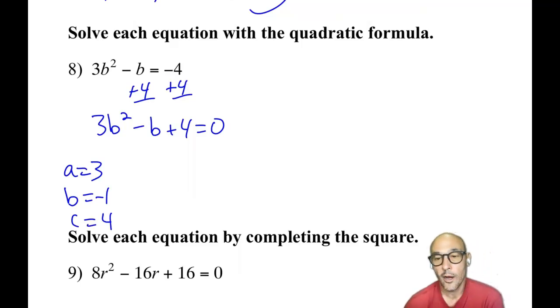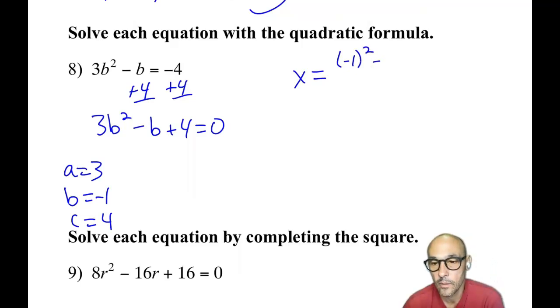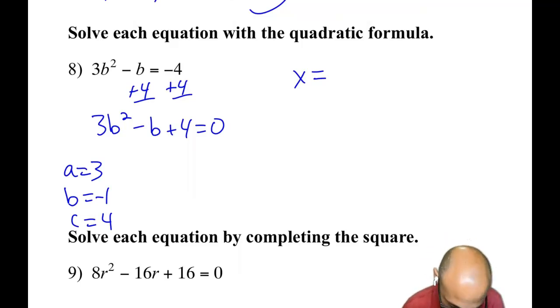And it's b squared minus 4ac all over 2a. So x equals... I just messed it up. I need to sing it. X equals negative b plus or minus the square root of b squared minus 4ac all over 2a. Oh, goodness, that's pretty bad.